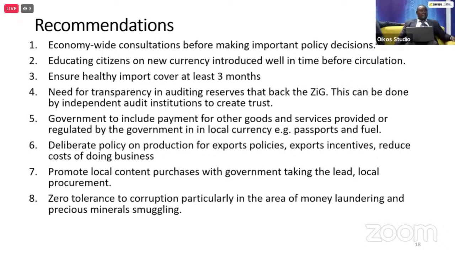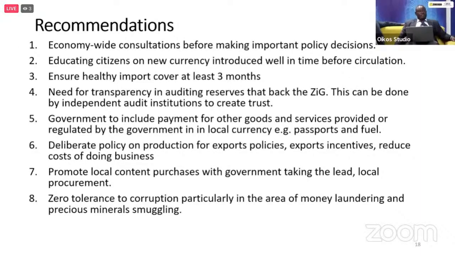This can be done by an independent audit institution to get trust. Also, we need government to include payments for other goods and services provided or regulated by the government in local currency, e.g. passports, fuels, and rent talked about this.